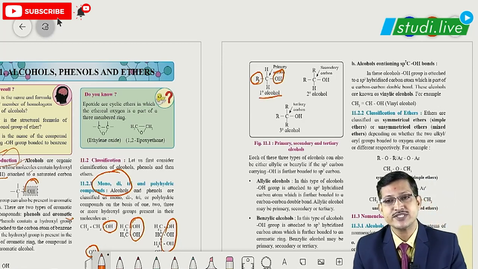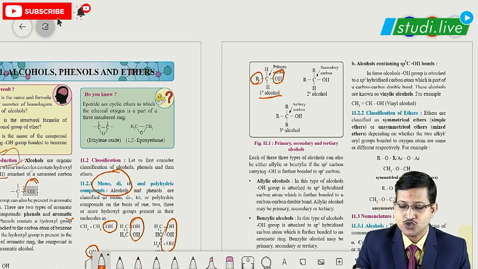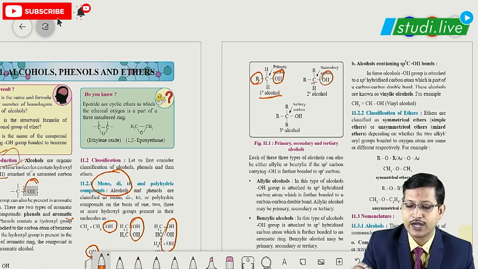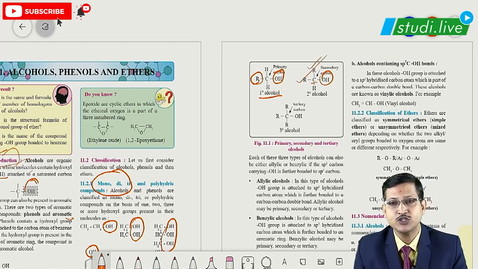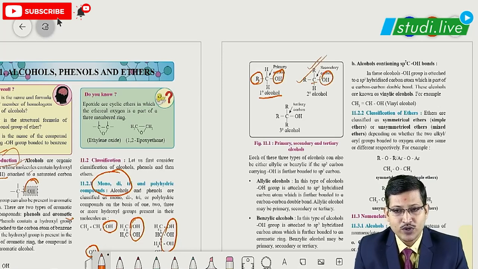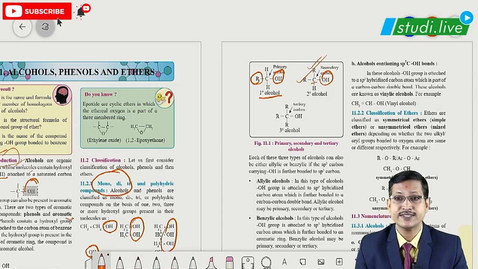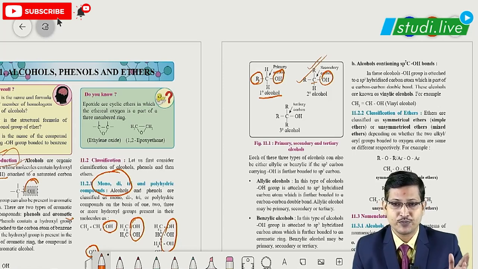Similarly, if I'm talking about secondary alcohol, then what's the difference? So OH is attached to a carbon, which is in turn attached to two other carbon atoms. You can see two are over there, right? Then it becomes what is called a secondary alcohol. So you have primary alcohols, you have secondary alcohols.